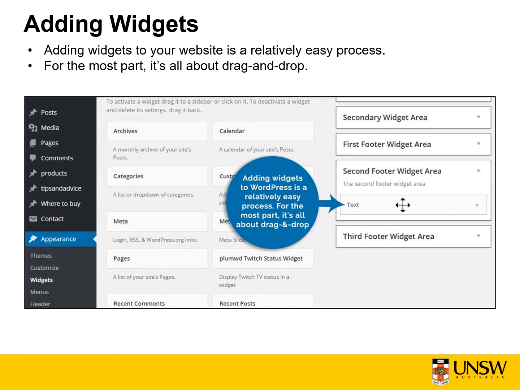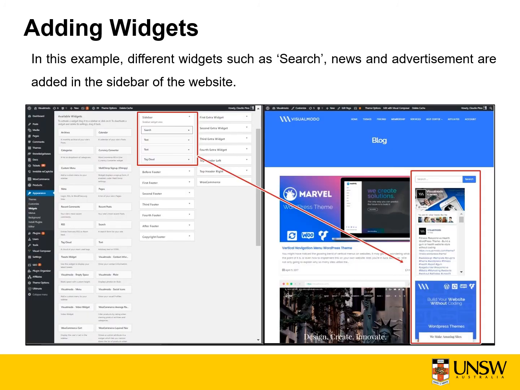In order to add widgets to your website, you should go to the Appearance and click Widgets, then add the widgets to the desired sections of your website using drag and drop. As you can see in this example, search, news, and advertisement widgets are added in the sidebar of the website. All of them are added in the sidebar as this theme only accepts widgets on the sidebar. The demo in the next slide shows how you can add widgets.